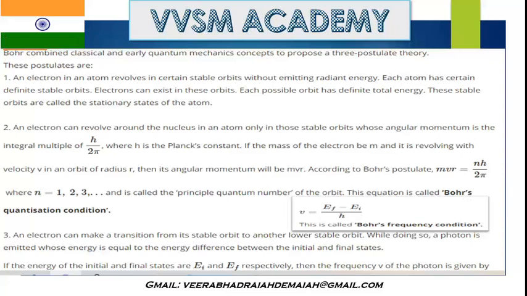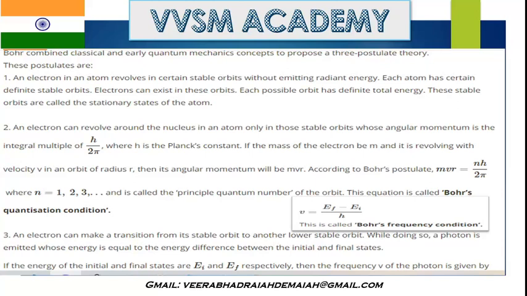Bohr combined classical and early quantum mechanics concepts to propose a three-postulate theory. The first postulate tells that an electron in an atom revolves in certain stable orbits without emitting radiant energy. Each atom has certain definite stable orbits. Electrons can exist in these orbits. Each possible orbit has a definite total energy. These stable orbits are called stationary states of an atom.